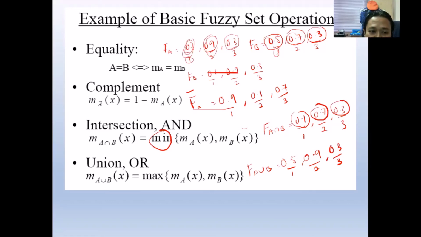All right, so for union, you have to select the maximum. The operation, you have to select the maximum. For example, compare the same sequence, 0.1 and 0.5. The maximum is 0.5. And then 0.9 and 0.7, so the maximum is 0.9. And then 0.3 and 0.3, the maximum is the same, 0.3. Okay, that is the operation on the fuzzy set.